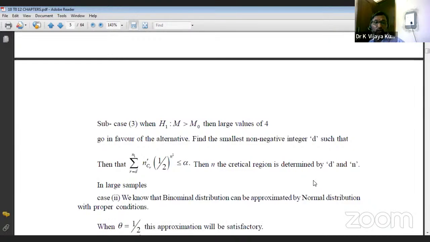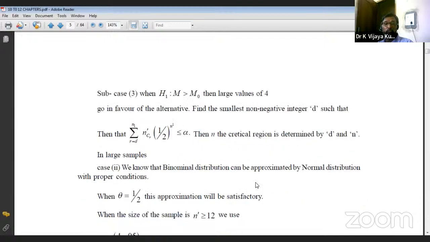In some cases H1: mu greater than mu0, then large values go in favor of the alternative. Find the smallest number d such that we have to take large samples here. We know that the binomial distribution approximates the normal distribution under proper conditions.